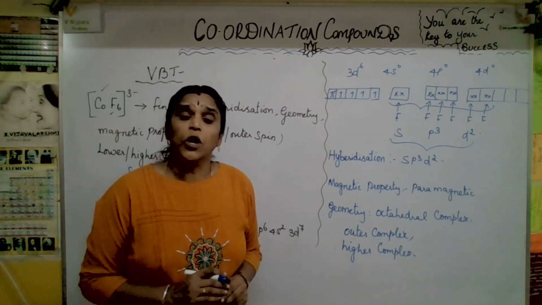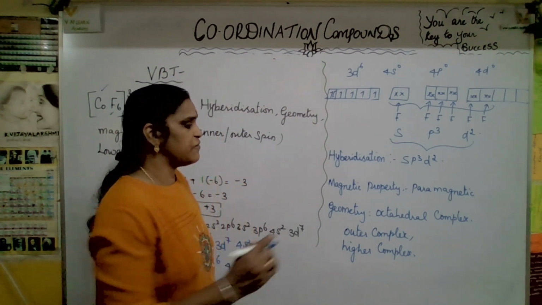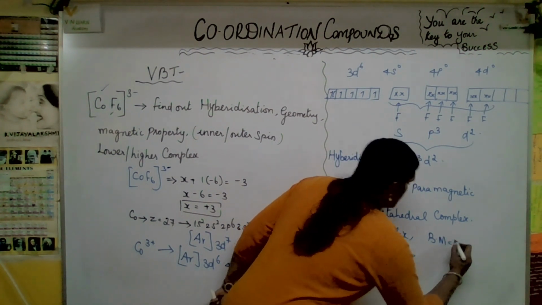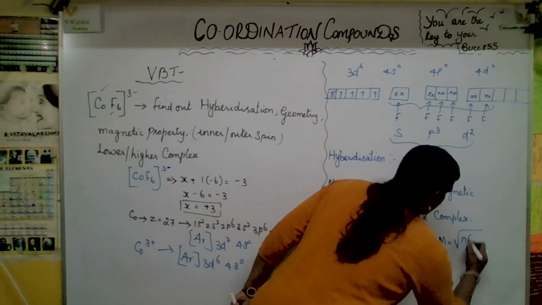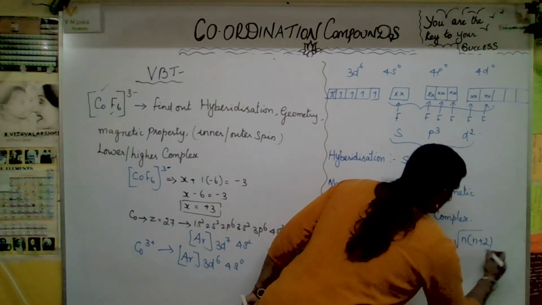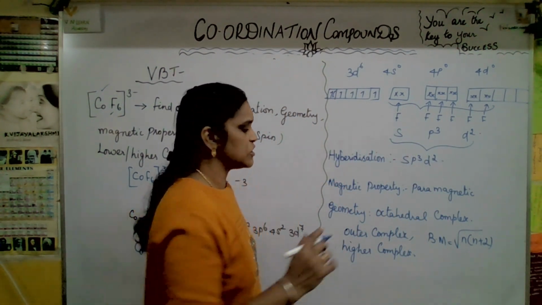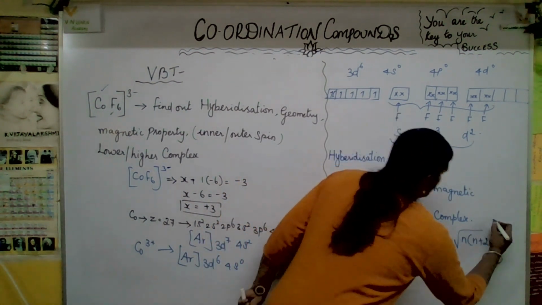Okay, now Bohr magneton, how to identify the Bohr magneton? BM is equal to root of n into n plus 2. Okay, what is n? Number of unpaired electrons. What is n?